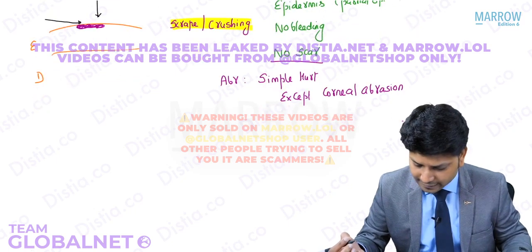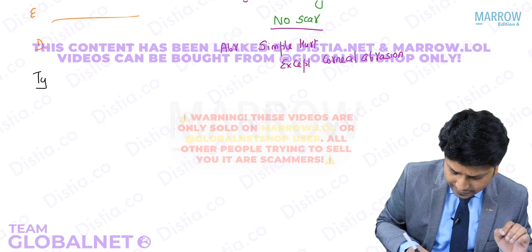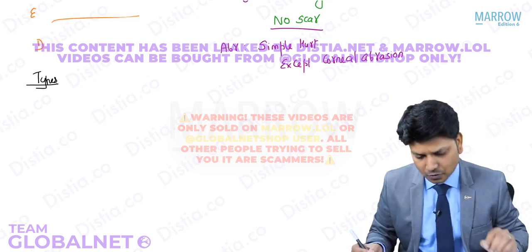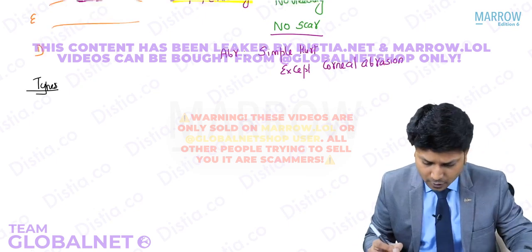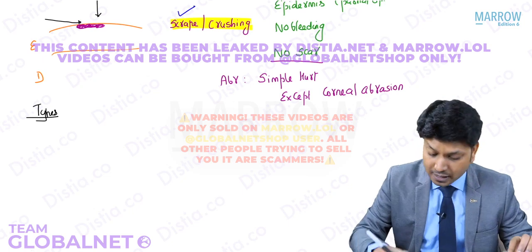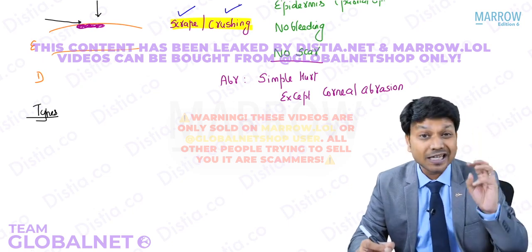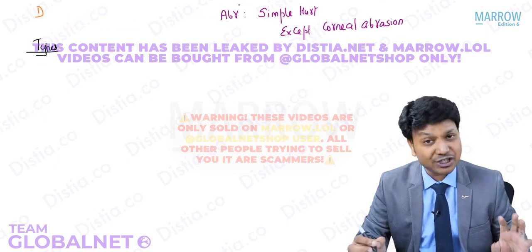So let's go forward, guys. Now, stay with me. Now we are going to learn the different types of abrasion, so be clear with that. I told you already, we have two types of forces. Number one, tangential force that can cause scraping. Number two, perpendicular force that can cause crushing of the epithelium. Now we'll be discussing the first one, tangential force.